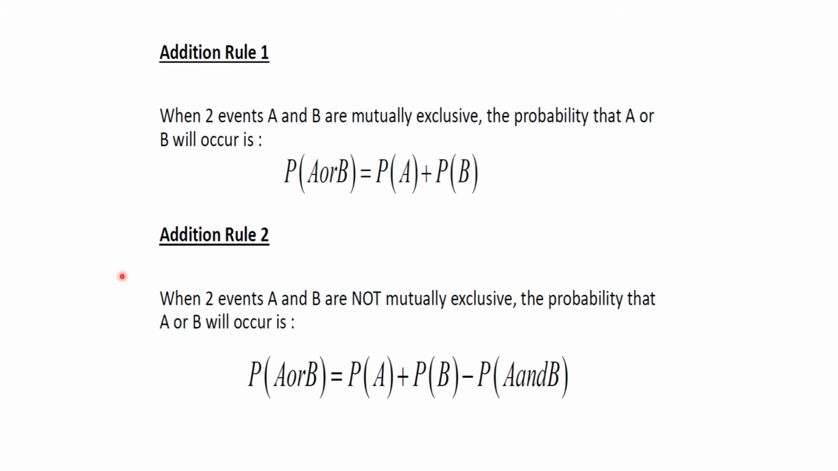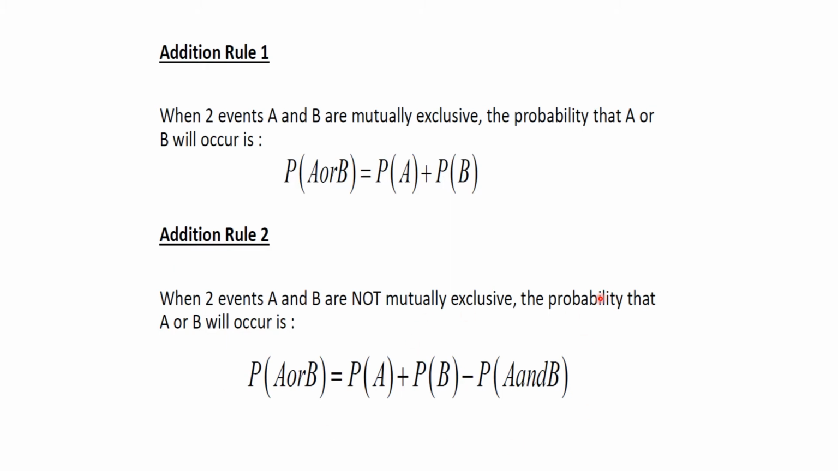Addition rule number 2: when two events A and B are not mutually exclusive, the probability of A or B occurring is the sum of the probability of A and the probability of B, take away the probability of A and B, right? So please pay attention to the addition rule.